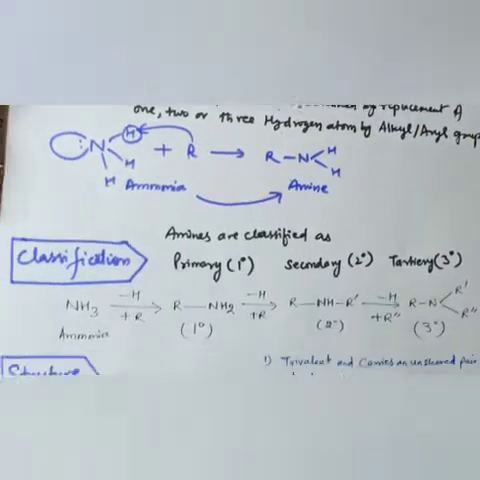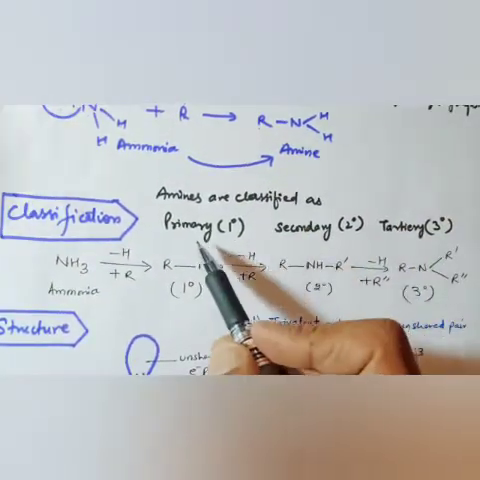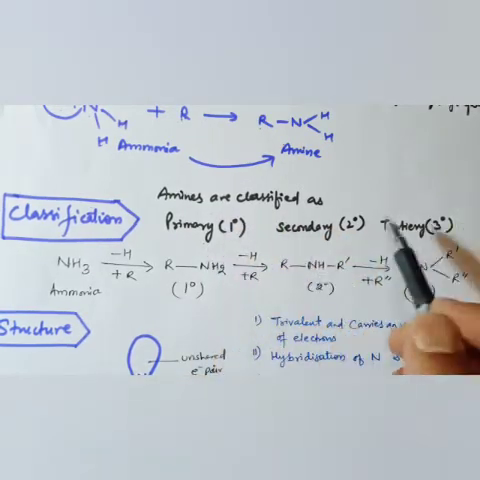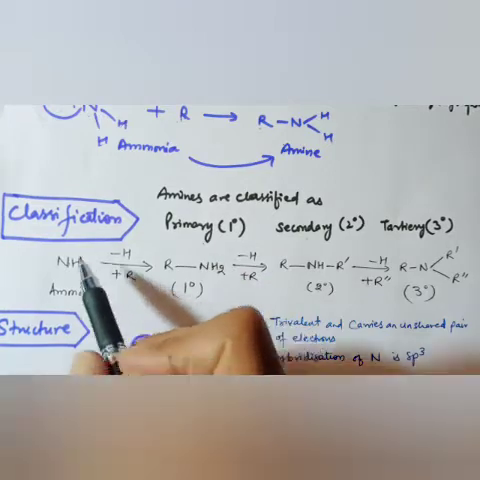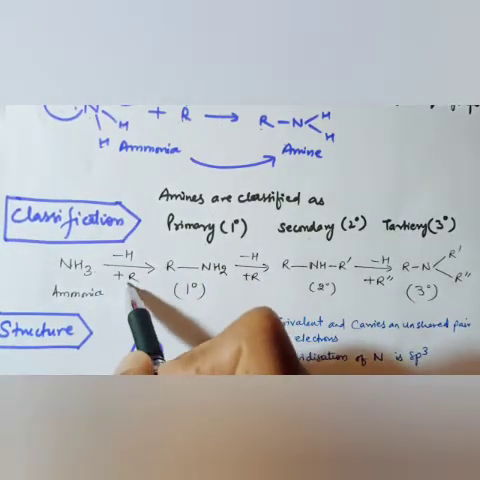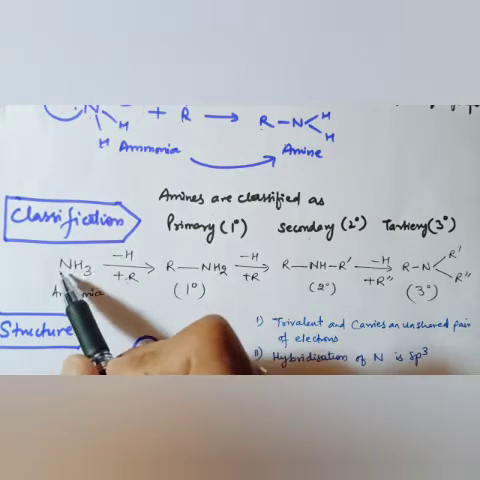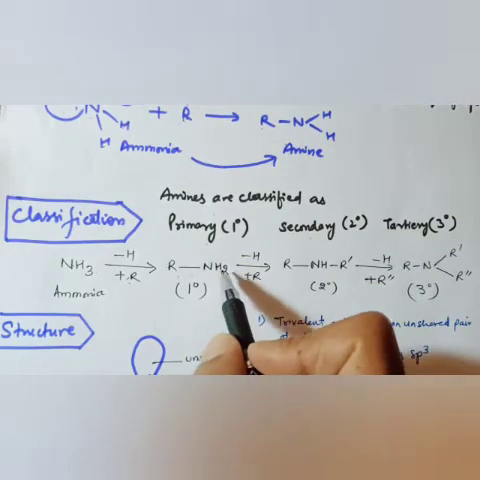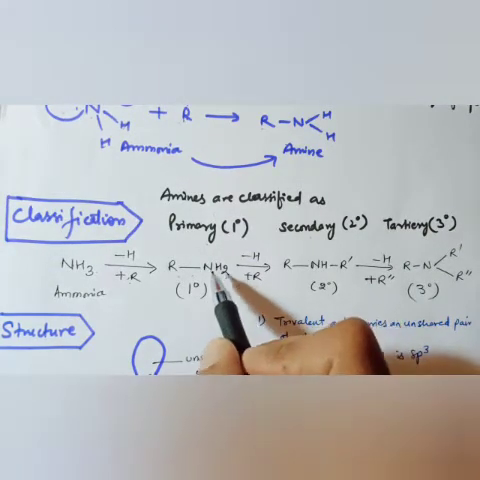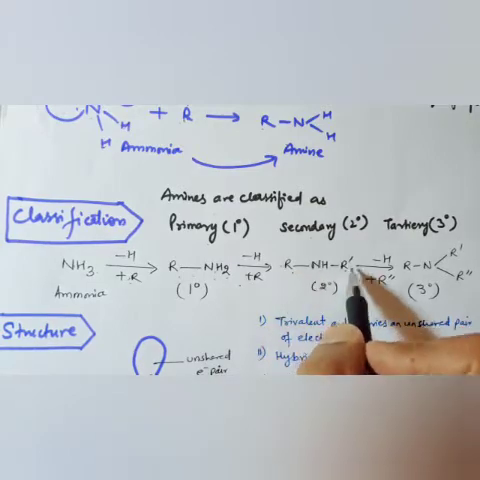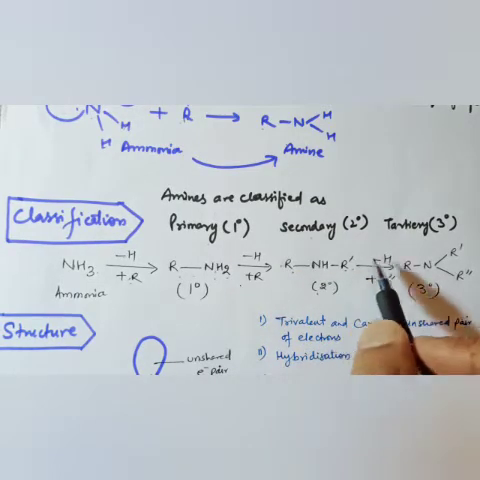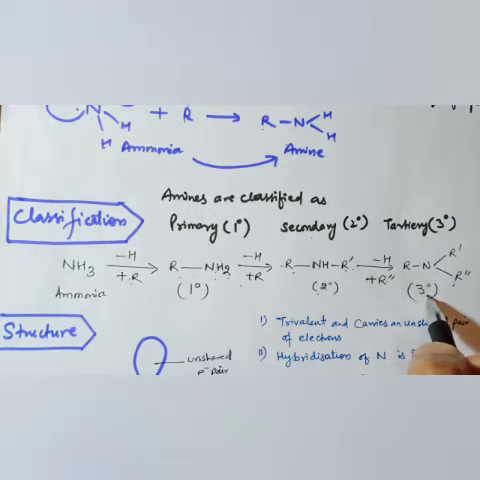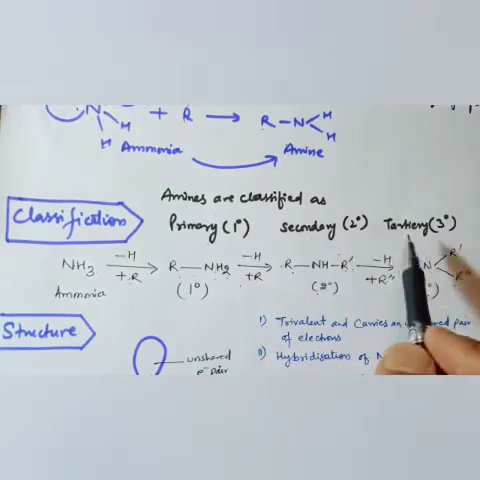Now if we talk about classification, that is the very simplest classification. Amines are classified into primary, secondary and tertiary, on the basis of the number of alkyl groups. When one alkyl group attaches, by removing one hydrogen, NH3 converts into RNH2, which is shown here also. Then further, when one more hydrogen is replaced, then two alkyl groups are there, that is secondary. When further, then 3 alkyl groups are there, then it is tertiary. So in this way, amine is classified into primary, secondary and tertiary.